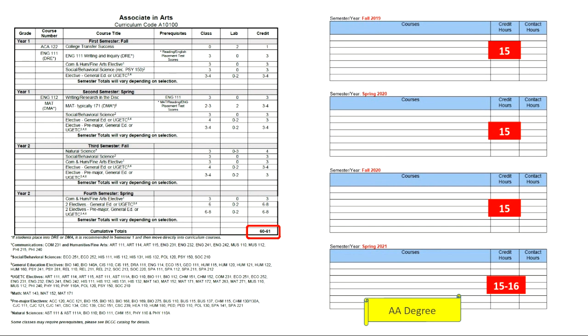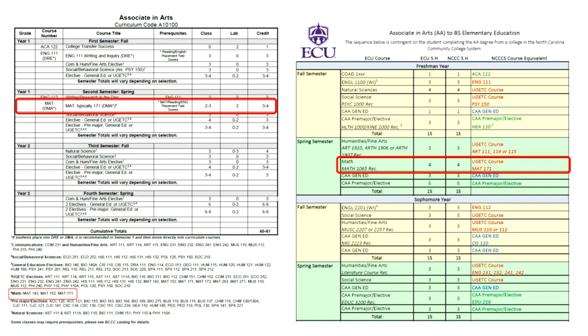So we don't want to just go through and start picking classes blindly. We want to think about what our long-term goals are as well. So let me show you an example of that. So let's say we want to earn our Associate in Arts here at Beaufort. You'll see our checklist, our curriculum flowchart on the left, and you'll see that just for instance, the math that is required is typically 171.